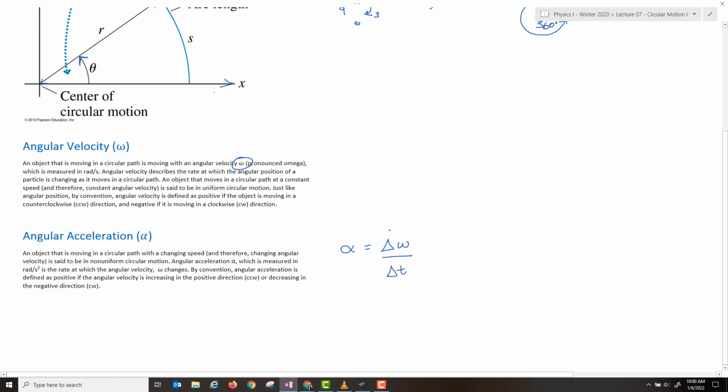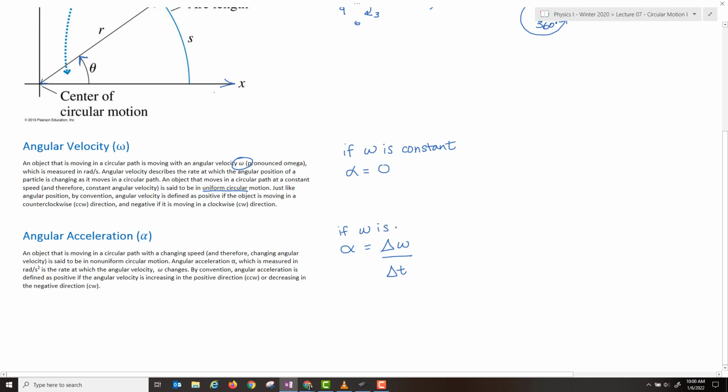Okay, so it's how fast the angular velocity is changing over time. If the object was in uniform circular motion, then its angular velocity is constant, so the change in angular velocity would be 0, which means that alpha, the angular acceleration, would be 0. So if omega is constant, alpha would be 0.